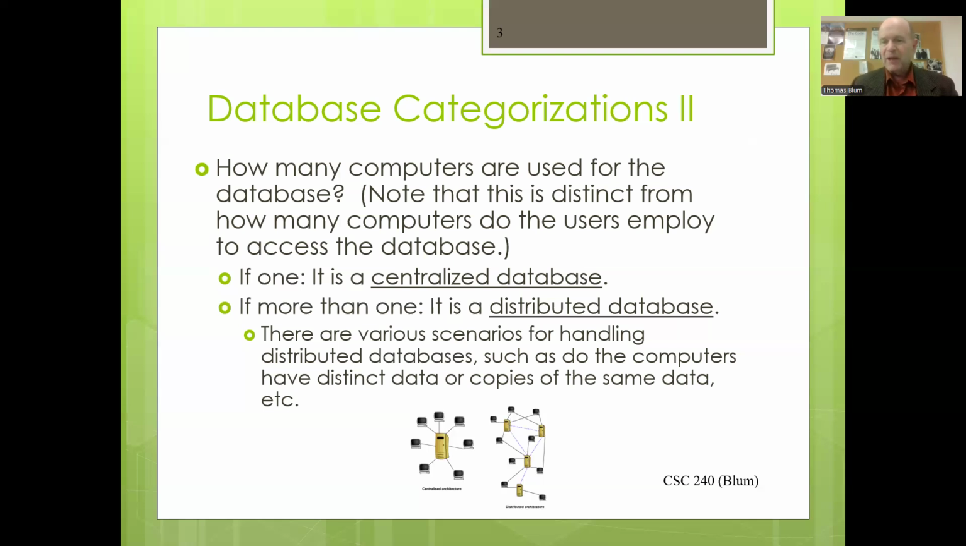We're talking mainly here about relational databases or SQL databases, but NoSQL databases, or not only SQL databases, one of their advantages is that they are easier to distribute. All right.